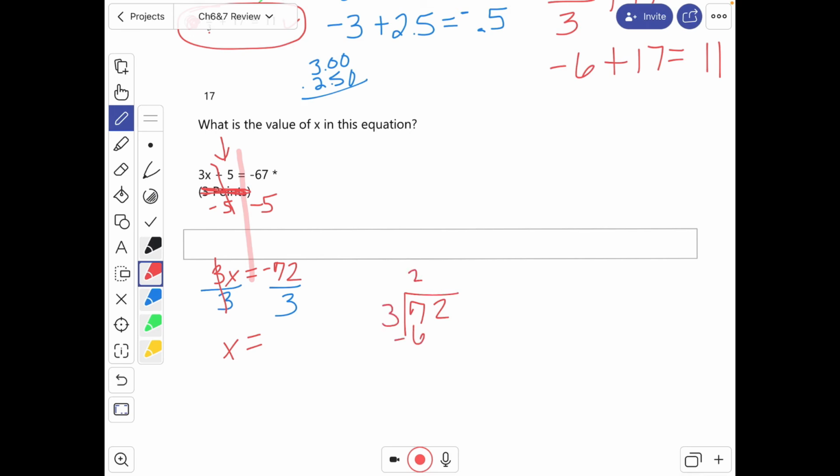And 72 divided by 3 would be 26. Nope, 24. And it was a negative divided by a positive, so it's negative 24. Our answer is negative 24.